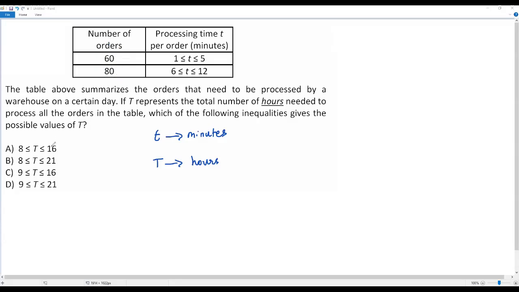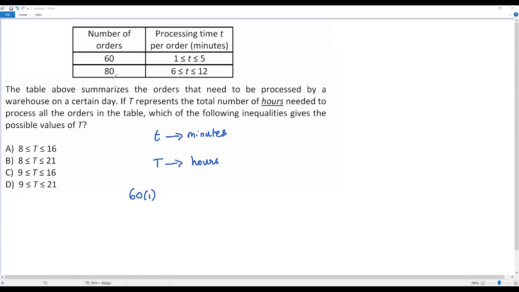Okay, so here we have an inequality for the value of this capital T. That is, we have to find the minimum value of capital T and the maximum value of capital T. For that, let me consider the first category, that is the first 60 orders. For the first 60 orders, the minimum time to process per order, that is for one order, is just 1 minute, and the maximum time taken to process per order is 5 minutes. Now let's find the total minimum time for the first 60 orders. For that, we have to multiply the number of orders 60 by the processing time per order, that is 1. So please remember, this 1 is minutes.